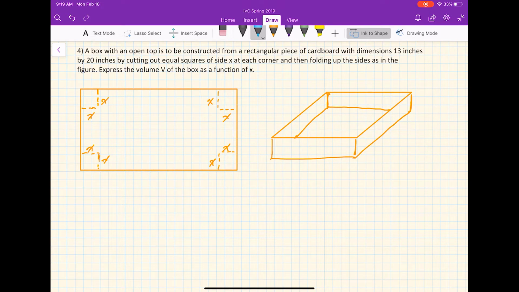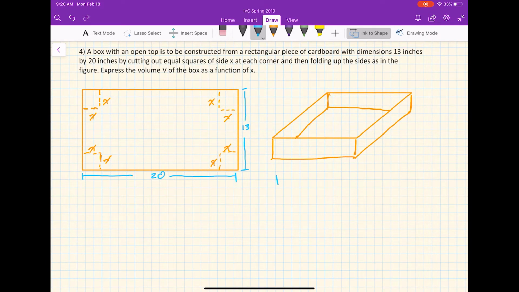Number 4: a box with an open top is to be constructed from a rectangular piece of cardboard with dimensions 13 inches by 20 inches by cutting out equal squares of sides x at each corner and then folding up the sides as in the figure. Express the volume V of the box as a function of x. So we got 20 is this length and 13 is this height. And we have all these little x's all over the place in here.